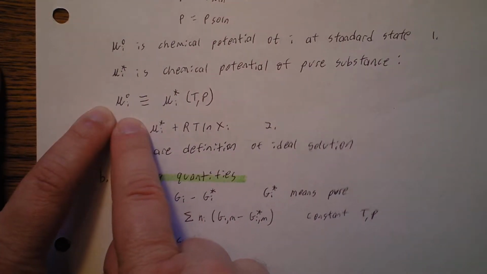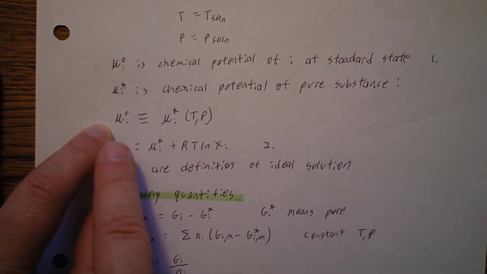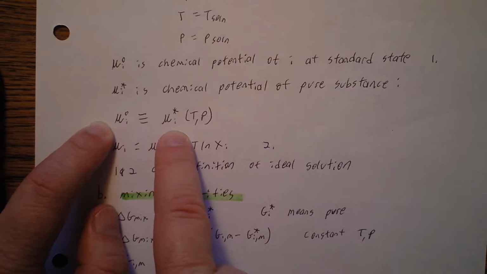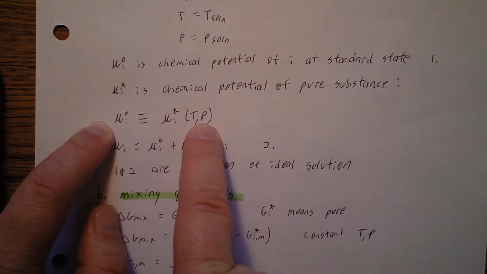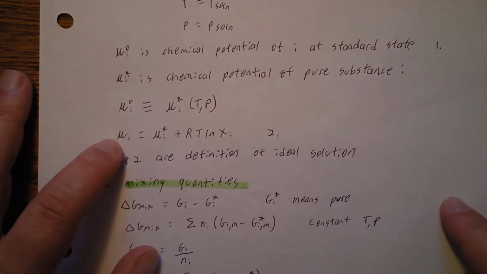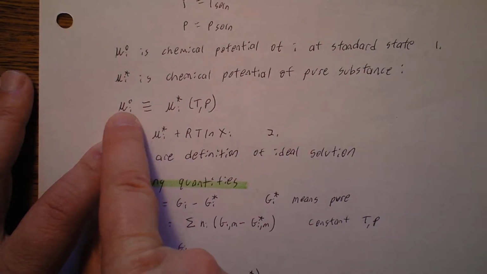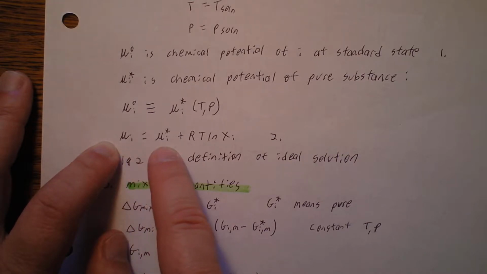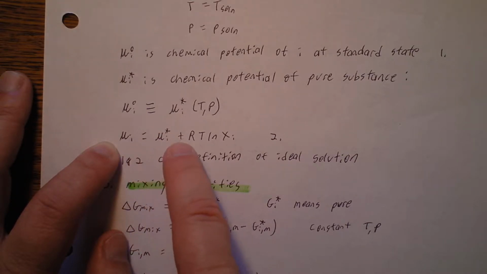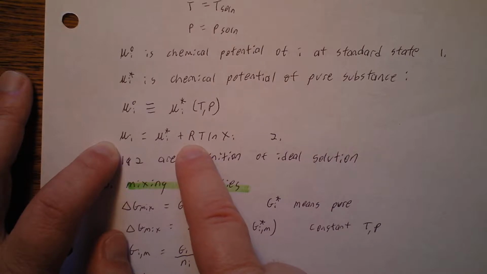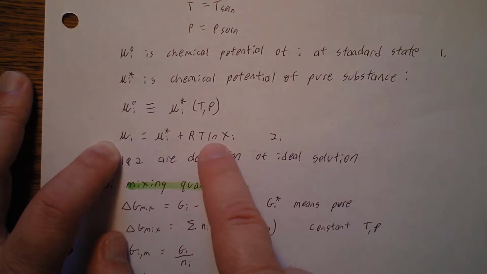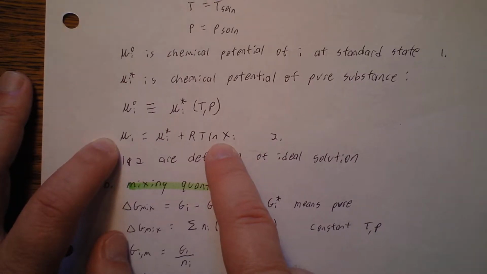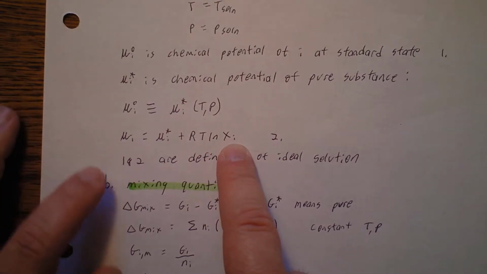Now remember, mu I superscript naught is defined as the chemical potential of the substance in its pure state at whatever temperature and pressure of interest we have. Now that's the standard state. Now just the chemical potential of I, we're going to say that's the chemical potential of I, pure, plus the gas constant R times the absolute temperature times the natural log of chi sub I. Remember, chi is the mole fraction of the substance I in the solution.